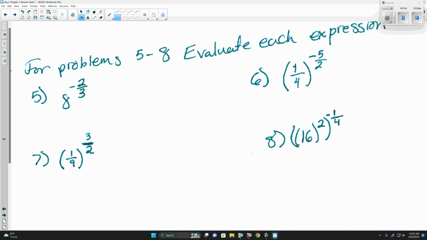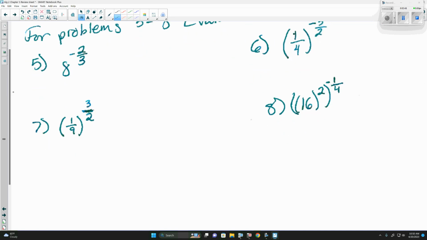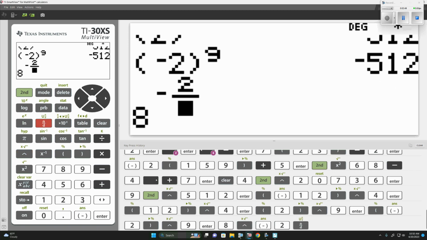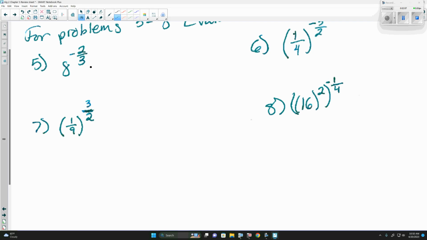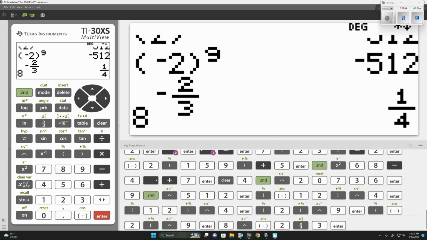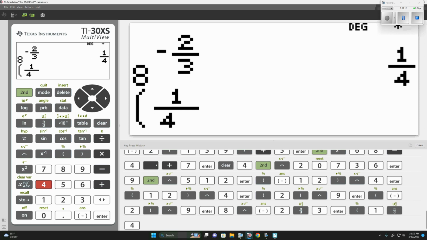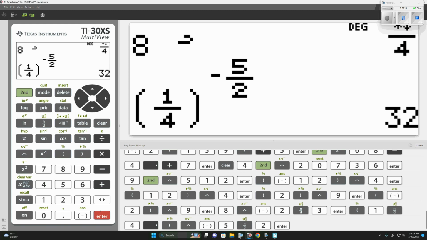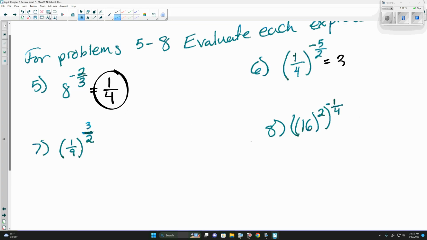5 through 8, evaluate each expression. If it's saying evaluate, just plug it in. So we can say 8 to the negative 2/3, and 8 to the negative 2/3 is 1/4. Any questions on number 5? 6, we can say 1/4 to the negative 5/2. It is indeed 32, and with any of these, I would plug them in exactly as you see them.